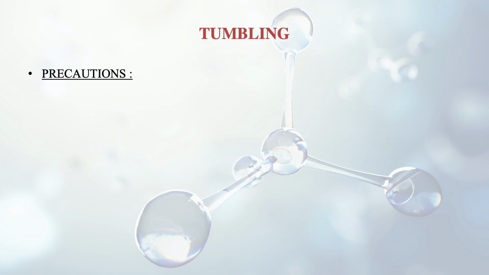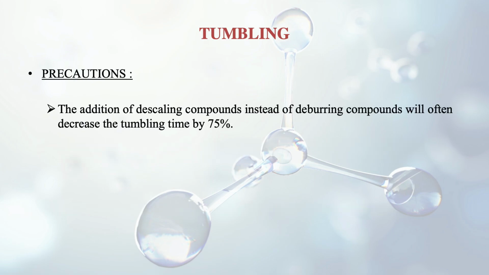And what precaution we have to take? The addition of descaling compounds instead of deburring compounds will actually help us to decrease the tumbling time by 75%. So we have to use descaling compounds instead of deburring. That is one precaution we have to take.